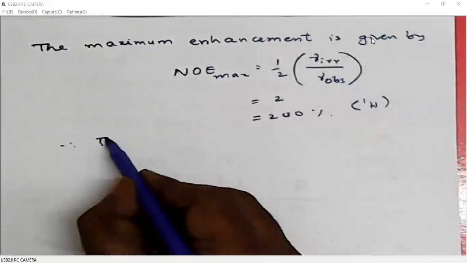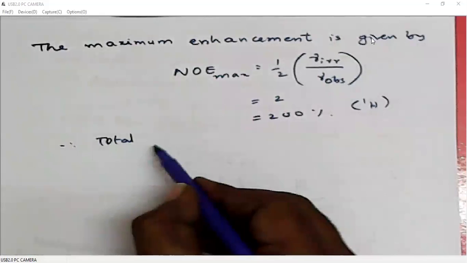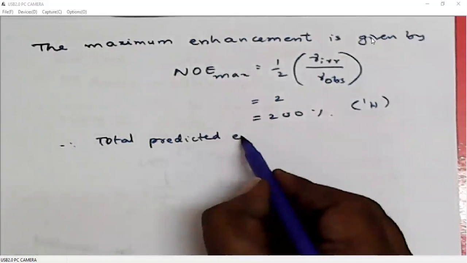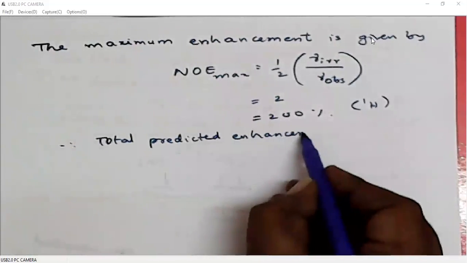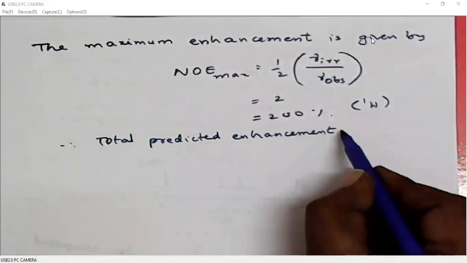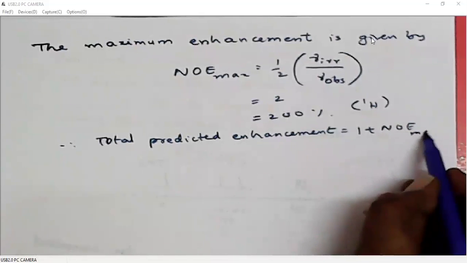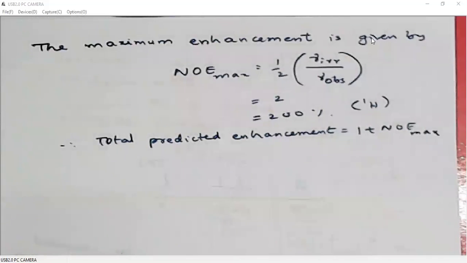Therefore, the total intensity of the signal, the total predicted enhancement, is nothing but 1 plus NOE maximum. It is mainly due to the cross polarization of the spins of the atoms involved. So I am not going into a detailed discussion about the NOE.